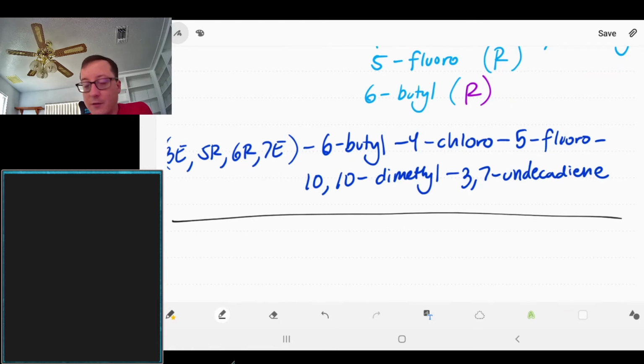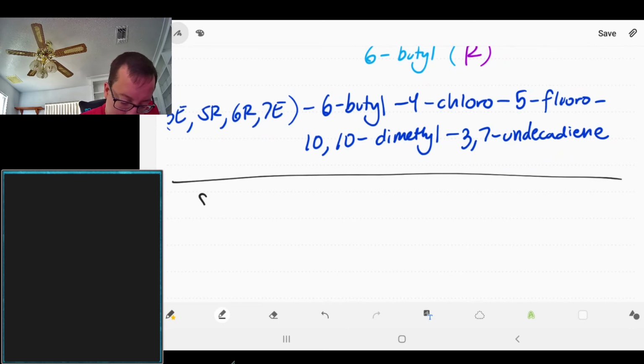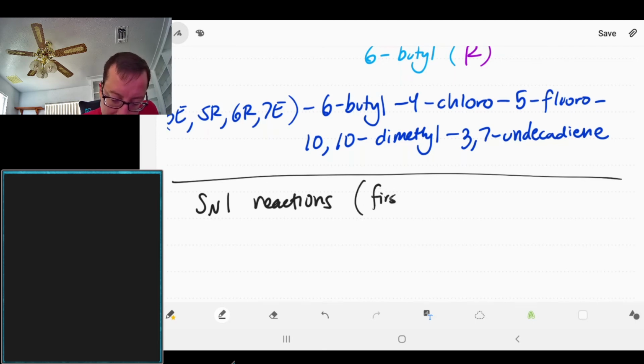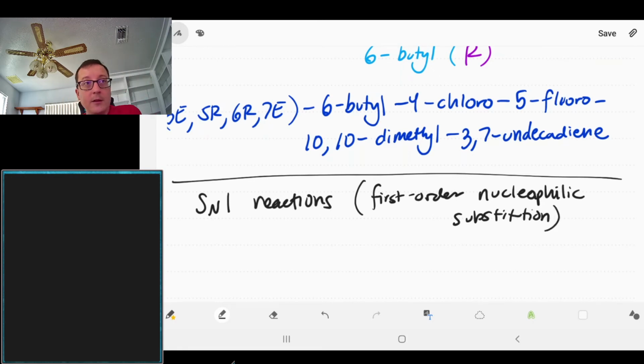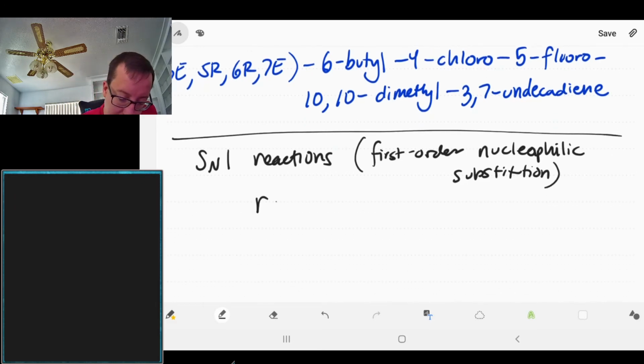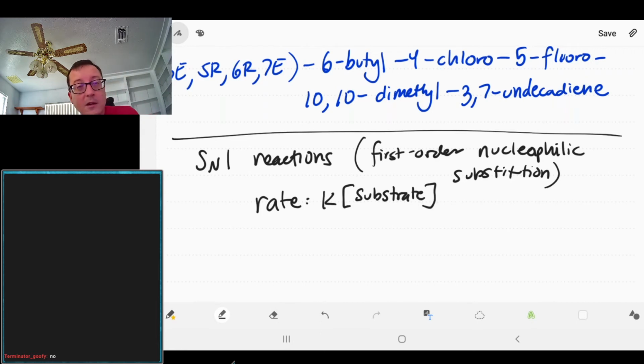So we have our next functional group here. This is what's called a first order nucleophilic substitution. So it's first order because we're going to see that the only thing that matters for rate purposes is our substrate.